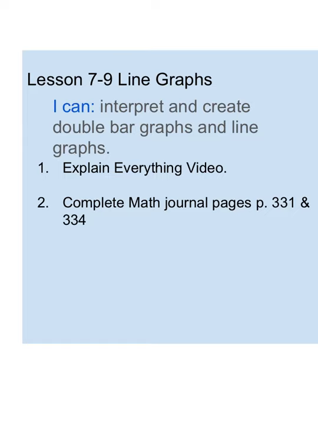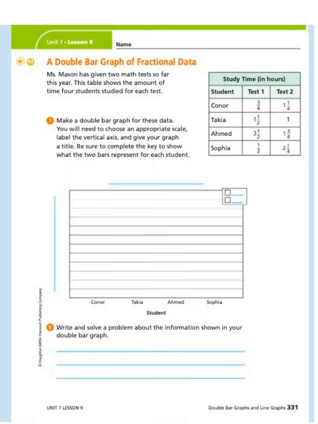So two different skills. So let's take a look at what they're asking us to do in this one. This one is creating a double bar graph. That's really important. That's where they go up and down and not dots on a line. It says Ms. Mason has given 2 math tests so far this year. The table at the right shows the amount of time 4 students studied for each test.